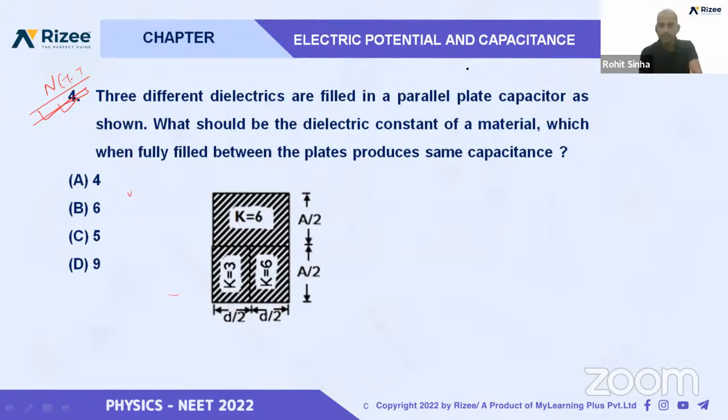Any answer? Anyone? One answer came, option C. Okay, let me try.